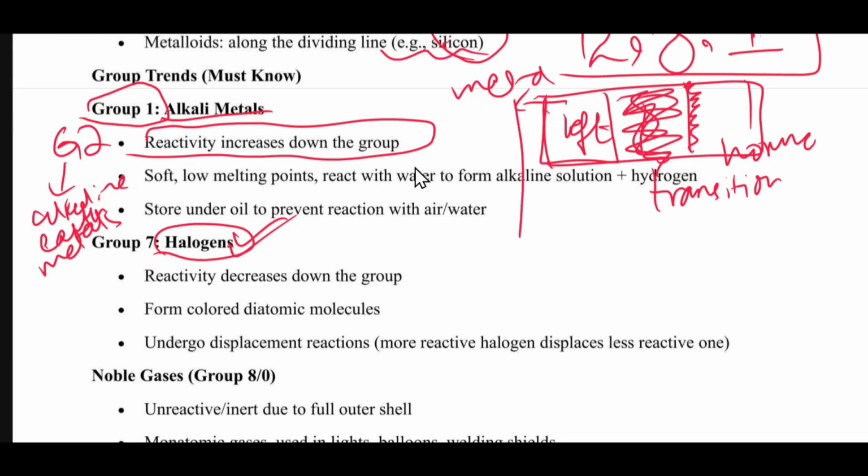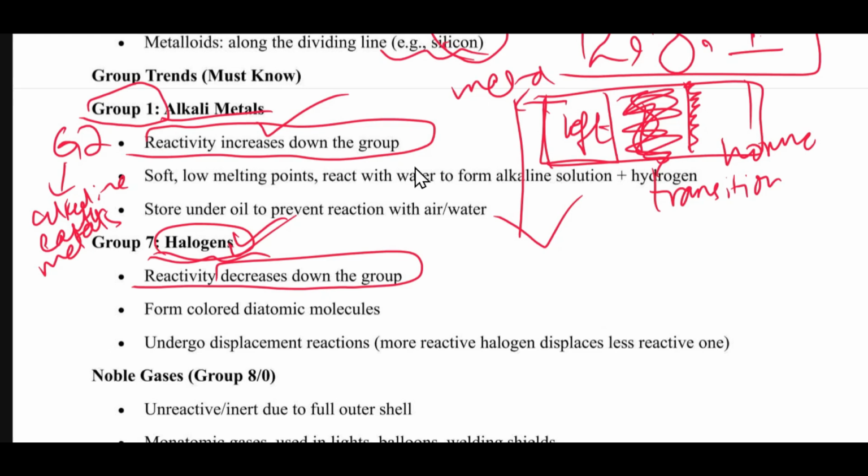If you see the trend within the group from top to the bottom, the reactivity will increase. Why? Because if you go down, the number of electron shells will increase. When the shells are far from the nucleus, it is easier for the electrons to be loosened, so they will lose the electrons more easily. That means they are more reactive. That's why reactivity increases down the group in alkali metals, but it is opposite in halogens.